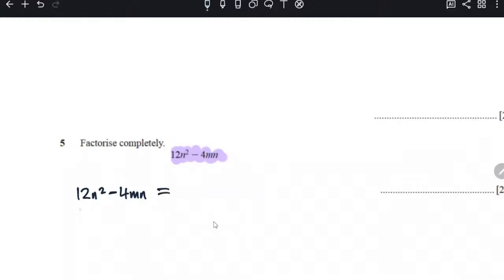How do you do it? You look for a number which is common. It's 4. It can go into 4 and it can go into 12. You look for a letter which is common, n. Then you say, what is 12 divided by 4? That's 3. What is n squared? You remove 1 n, you remain with 1 n. Then minus 4 divided by 4, they cancel. M, there's nothing to divide it, it comes down. So this becomes your final answer.